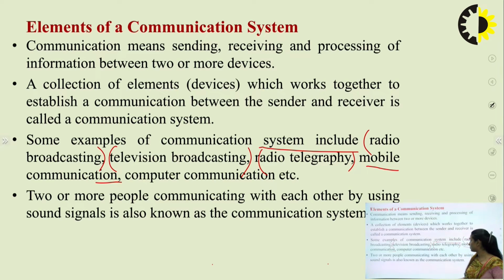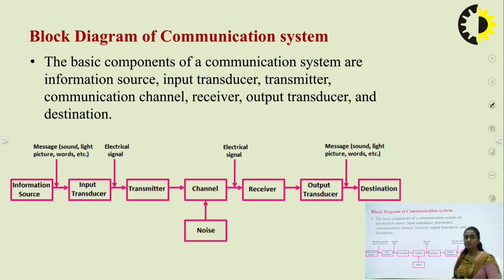Two or more people communicating with each other by using sound signals is known as a communication system. So this is the block diagram of a communication system. It must include all the elements of a communication system, right? If I talk about the basic components of a communication system, this would include your information source, which generates your actual message.